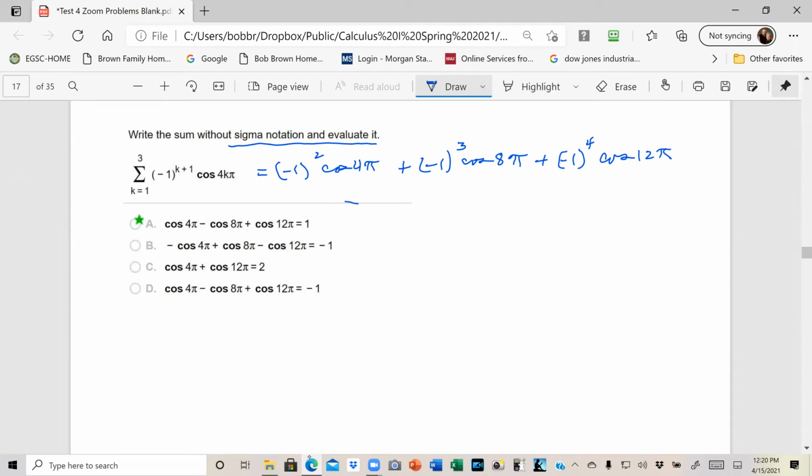So this would be 1, so this would be cosine of 4 pi minus cosine of 8 pi plus cosine of 12 pi. And notice cosine of 4 pi is 1. Cosine of 8 pi is 1 too. So we're going to have 1 minus 1 plus 1, which equals 1. That is the answer.